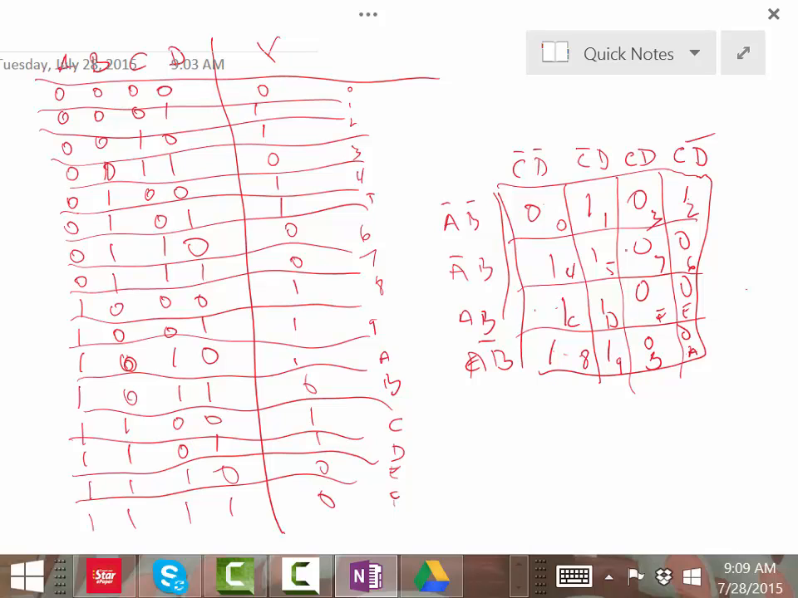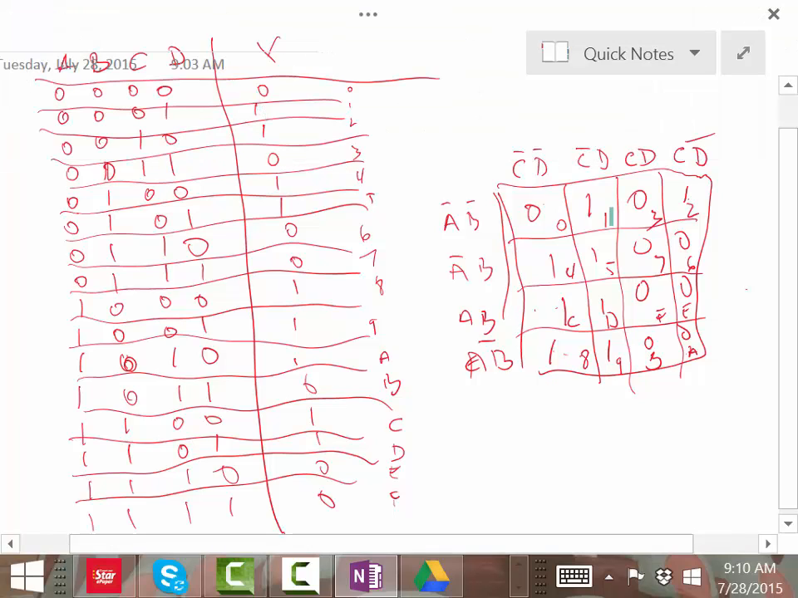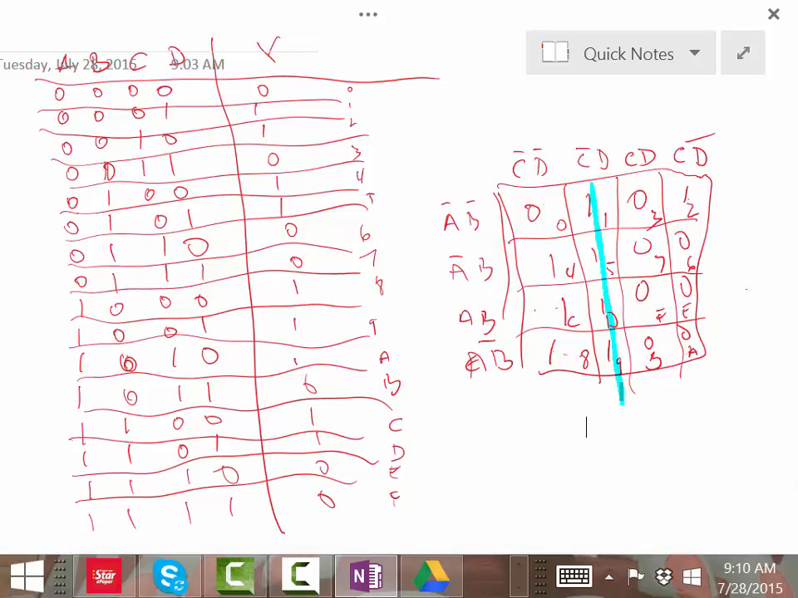All right. Now we look here and we look at our groups right here. I see a group here, and I'm just going to use the highlighter to show my groups. This is a group of 4, right? See our group of 4 there? Now we want to do these in the largest possible groups.